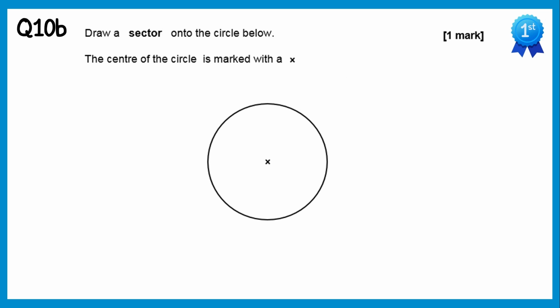To draw a sector, we first of all draw a radius, and then another radius. If we then shade in the area that this makes, this is a sector.